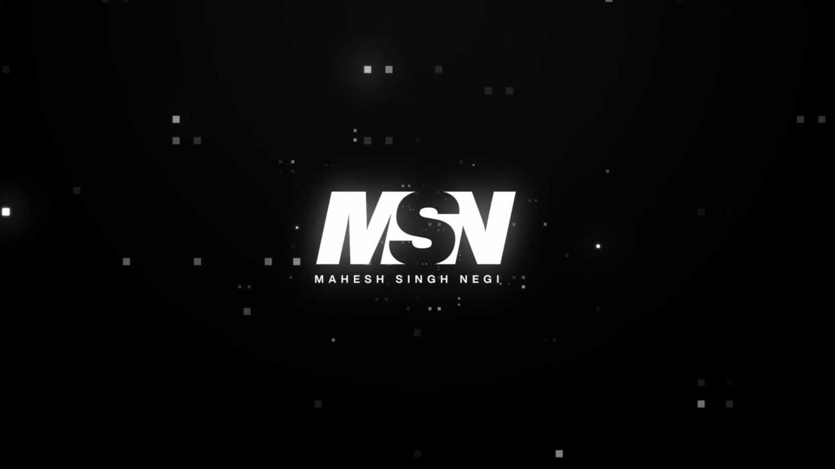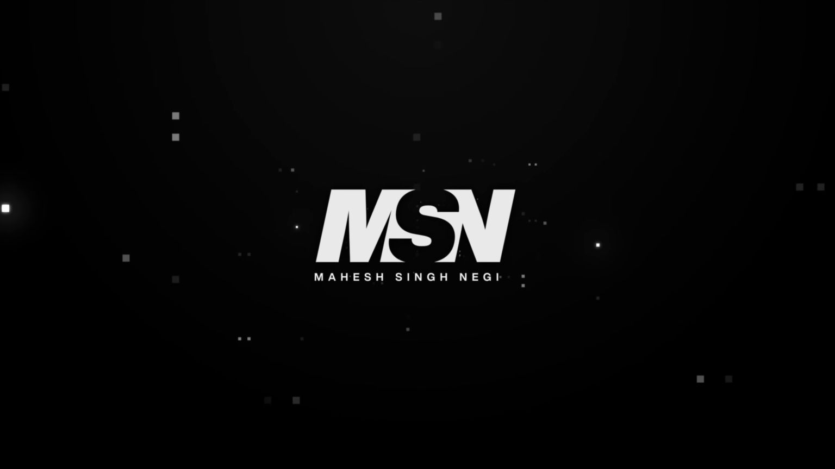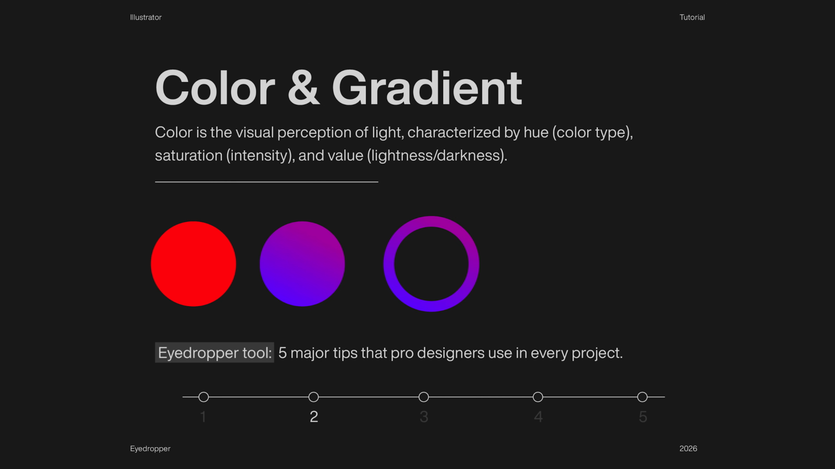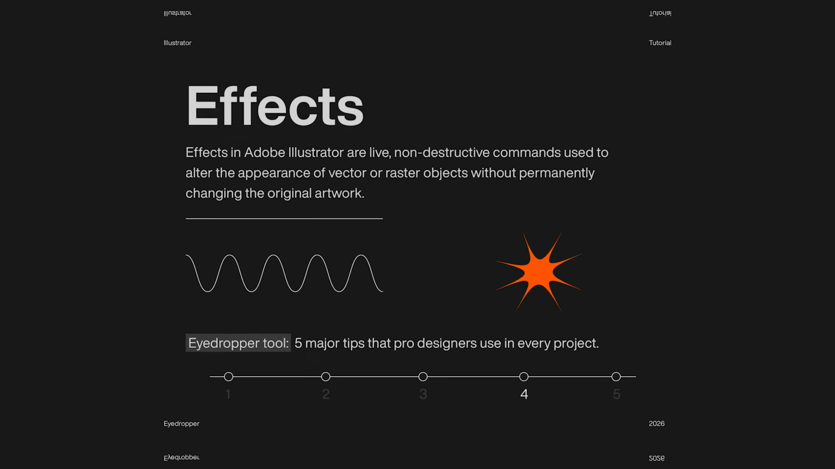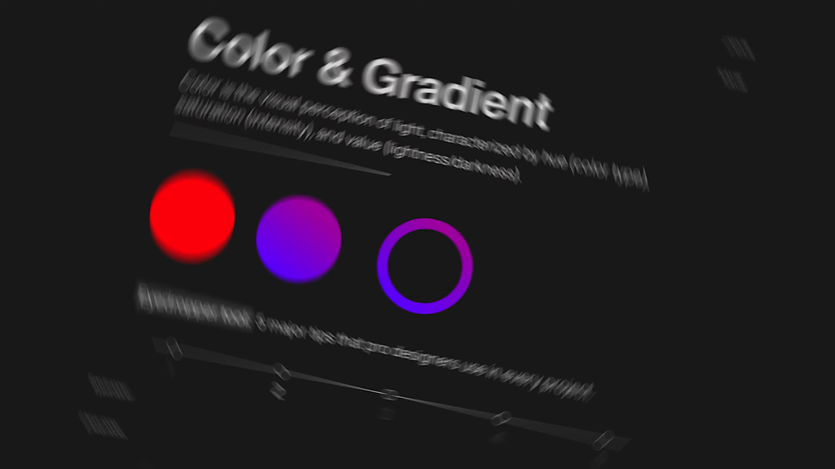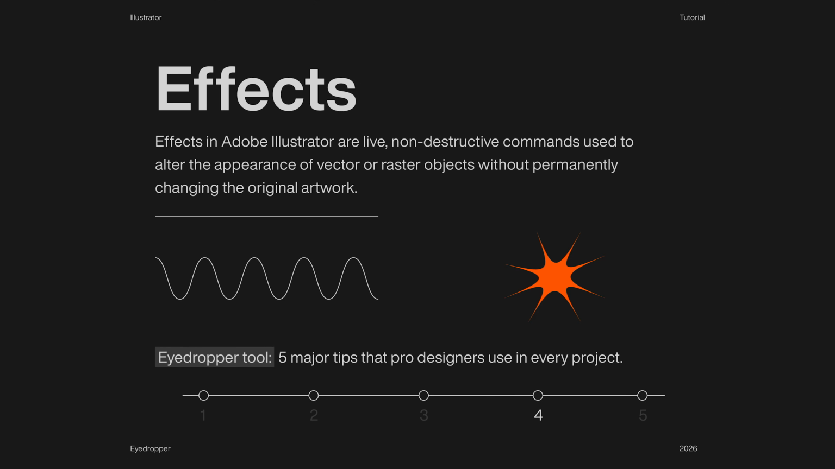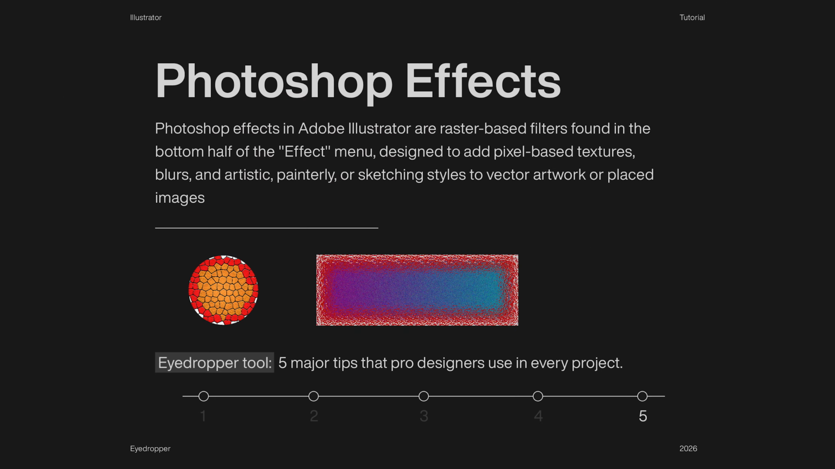What if I tell you, one single tool in Illustrator can copy everything, colors, fonts, effects, even hidden settings in just one click? And the crazy part? Most designers don't even use it to its full power. Today's video, I will reveal 5 mind-blowing tricks of the Eyedropper tool that only pro designers know.